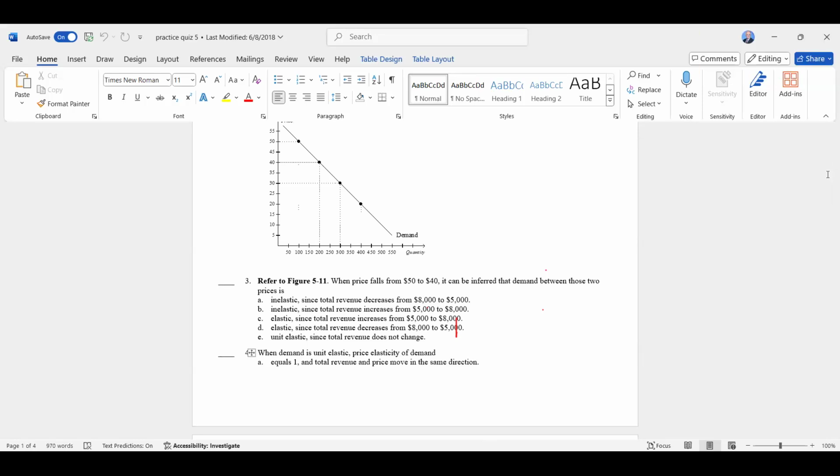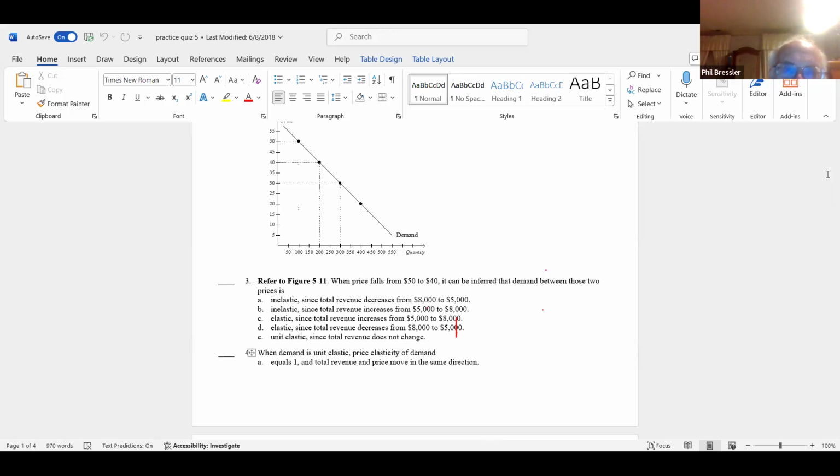Yeah, I think so. Just any total revenue thing. I'm kind of confused on this. I would think this question is going to be on it. Okay, this graph. So instead of asking 50 to 40, they might ask you 30 to 20 or 40 to 30.